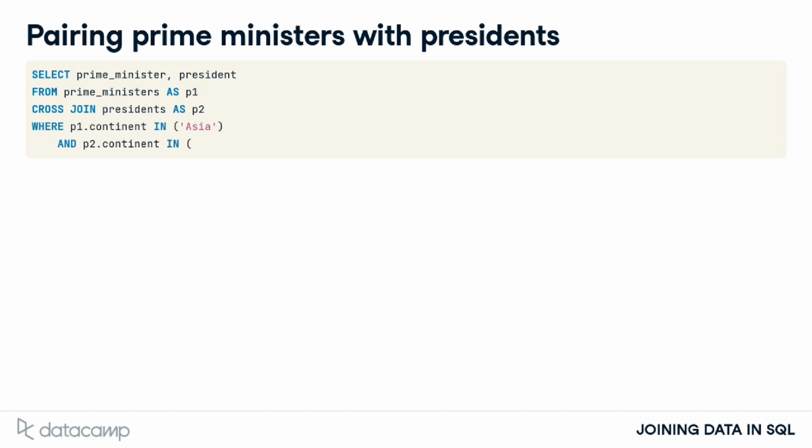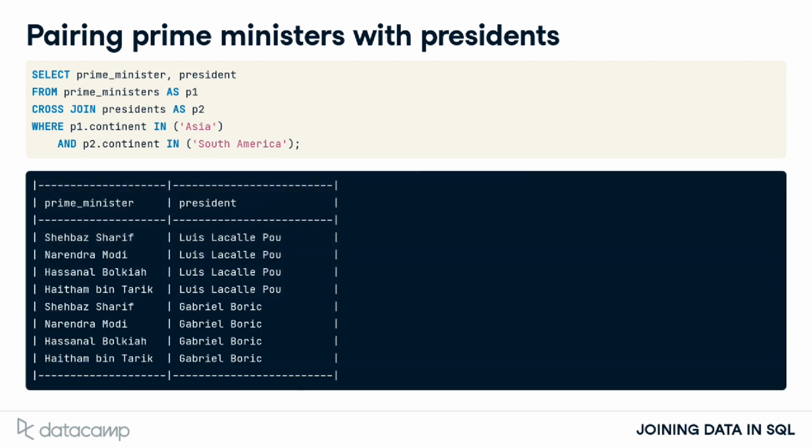We use a where clause to focus only on prime ministers from Asia and presidents from South America. The results of the query give us all possible pairings of the 4 prime ministers from Asia in the prime ministers table and the 2 presidents from South America in the presidents table.